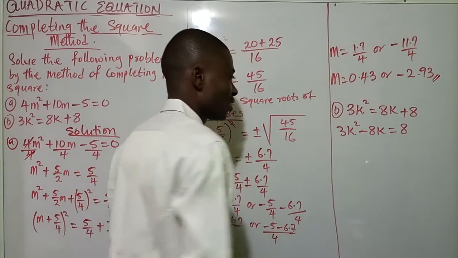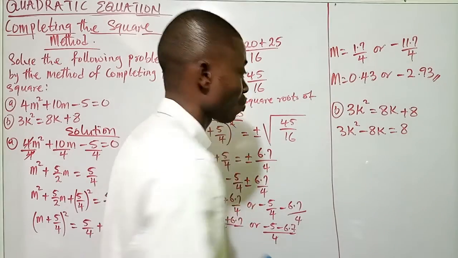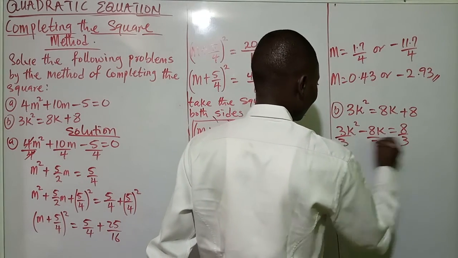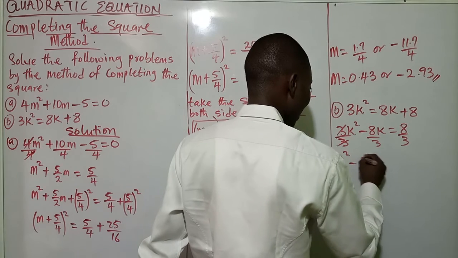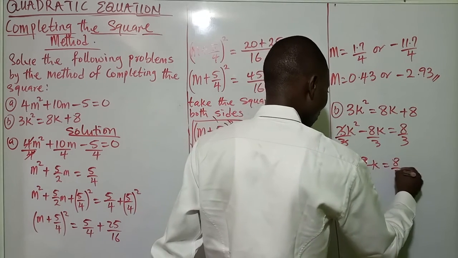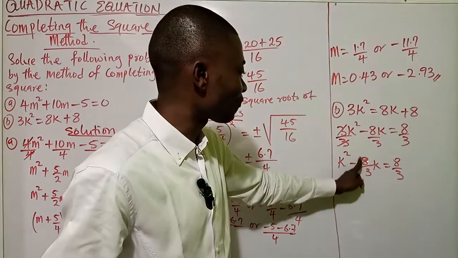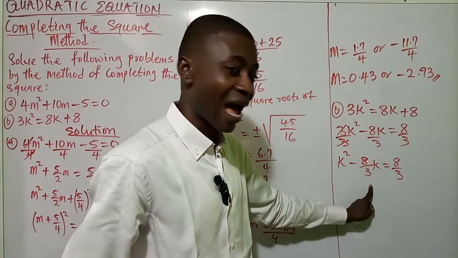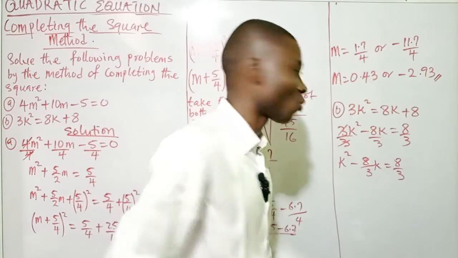Leave the 8 there. Okay, now what will you do? Reduce the coefficient of k squared to 1. And how will you do that? Divide everything by 3. So k squared minus 8 over 3 k is equals to 8 over 3. So what will you do from here now? Remember the rule. Half the coefficient of k. After halving it, square it and add it to both sides and complete it.